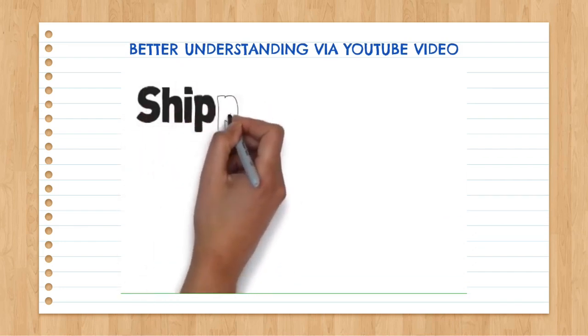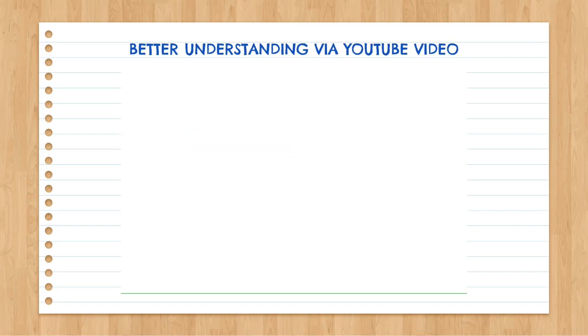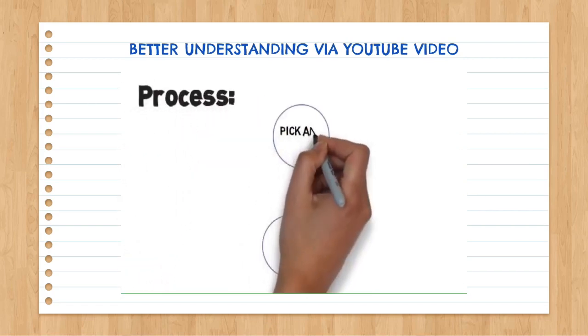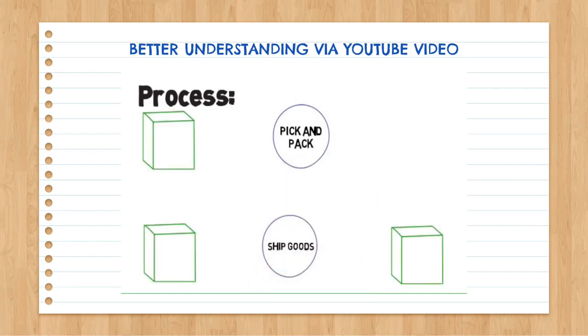Welcome. Today we're going to talk about the threats and controls of shipping. So let's jump right in. The process of shipping involves two main parts: picking and packing the order, and shipping the goods. Now these boxes are inputs and outputs to this process.